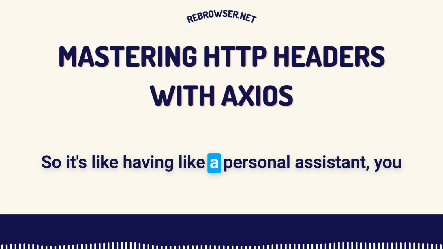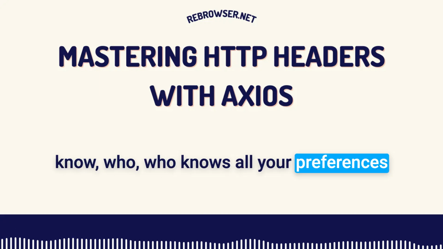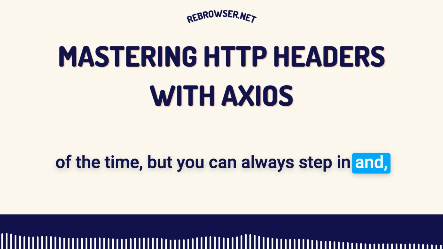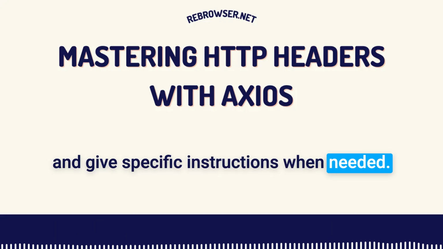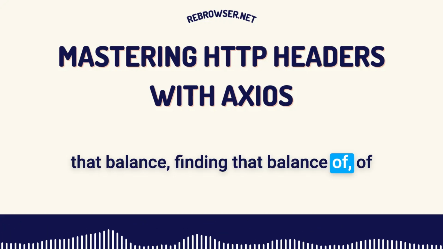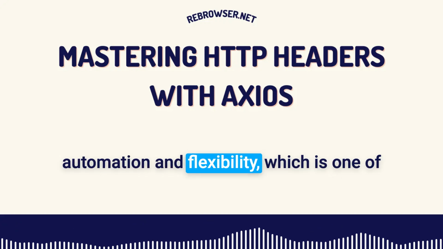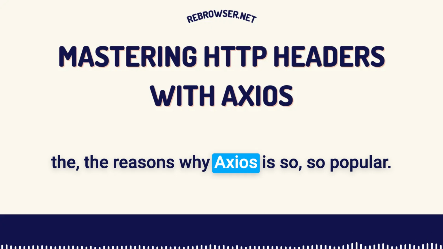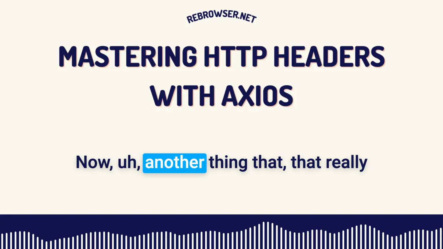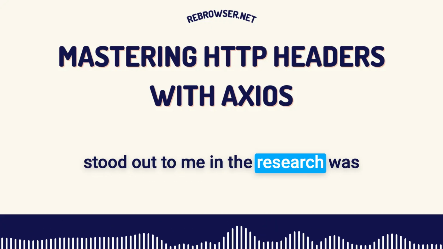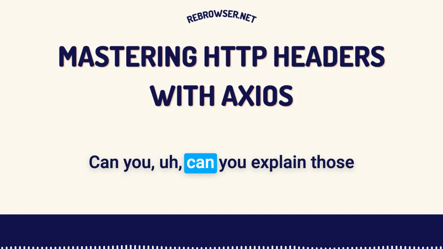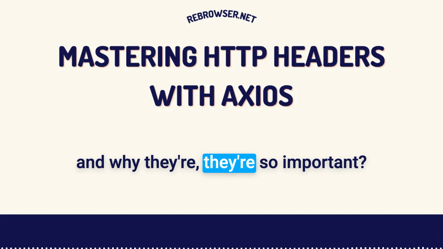Okay. So it gives them more fine-grained control over that content negotiation process. So it's like having a personal assistant who knows all your preferences and can make those decisions for you most of the time. But you can always step in and give specific instructions when needed. Exactly. It's all about finding that balance of automation and flexibility, which is one of the reasons why Axios is so popular. Makes sense. Now, another thing that really stood out to me in the research was this concept of conditional requests. Can you explain those and why they're so important?